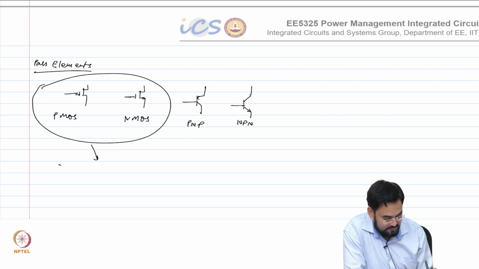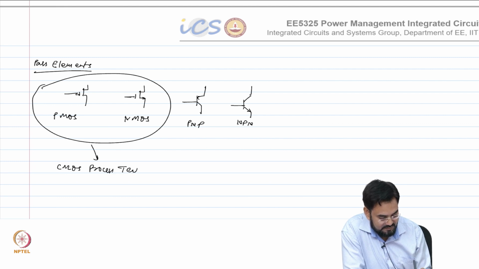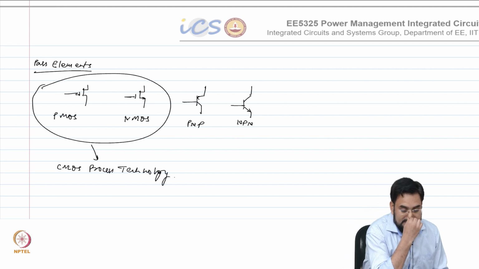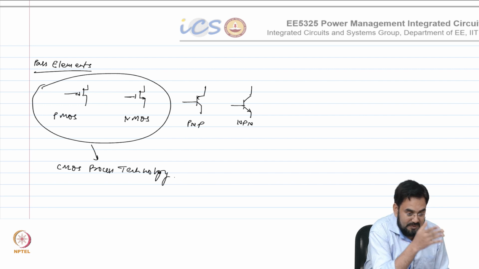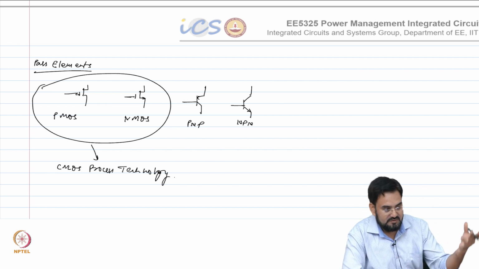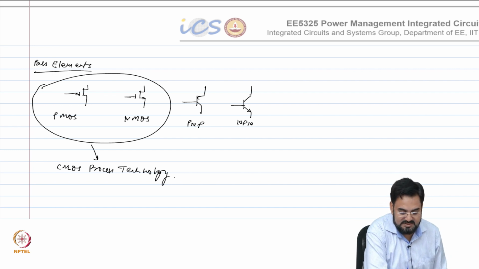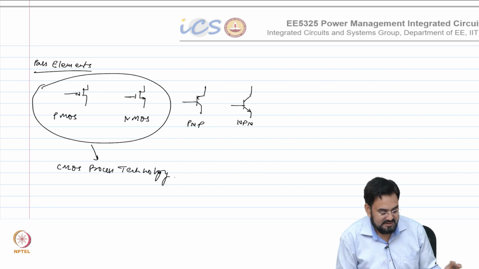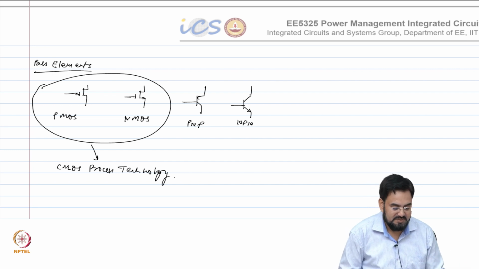CMOS process technology. In some high voltage process, we have a BCD MOS where we call bipolar CMOS DMOS devices. There we get these bipolars. So, if you have that special process, then you can use bipolars. Otherwise, for a standard CMOS process technology, we use PMOS or NMOS.